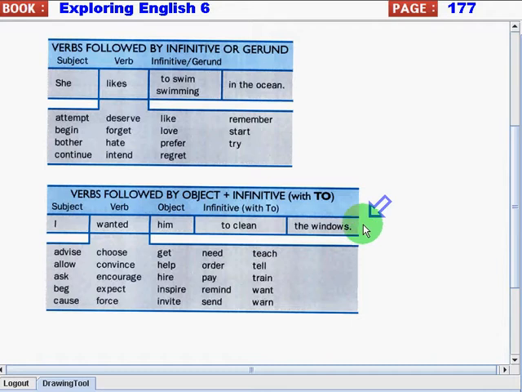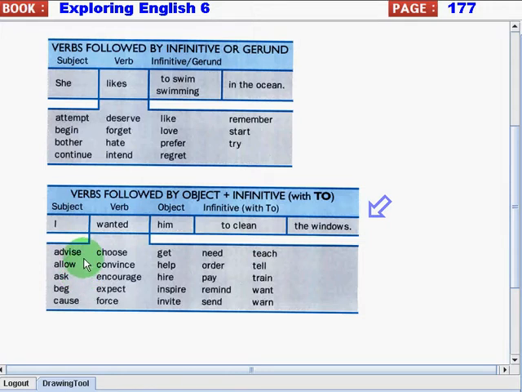Just like the previous structures, we start with our subject followed by our verb. Then, after the verb, we have our object, and in this case, it's a person, him. And then our infinitive. Of course, infinitives have the word to, plus the base form of the verb. Now, let's read more verbs below.